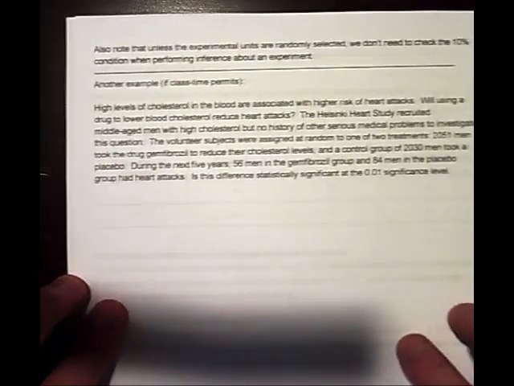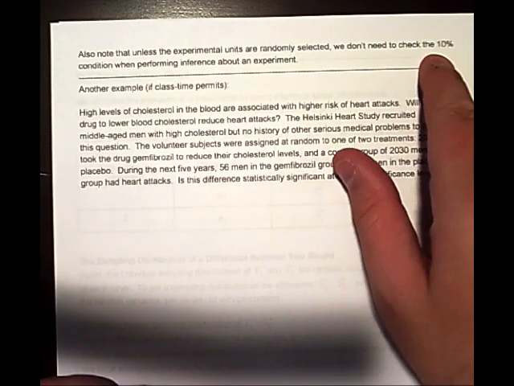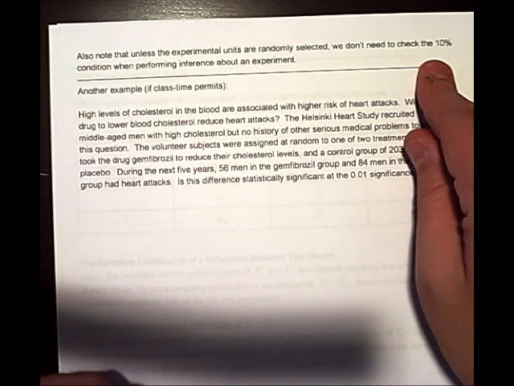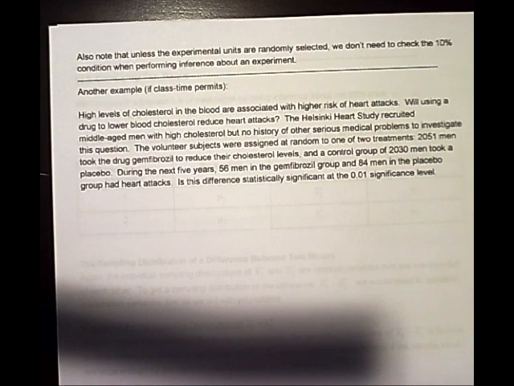It also says, also note that unless the experimental units are randomly selected, we don't need to check the 10% condition when performing inference about an experiment. So if there's no random selection, the independence condition doesn't matter. It's not going to play into effect. There still needs to be random assignment, though. You have to randomly assign people to groups.